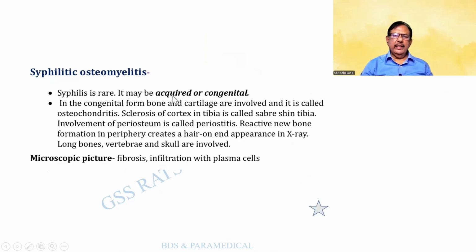Syphilitic osteomyelitis, it can be acquired or congenital. Two things alone you people can remember. One will be infiltration with plasma cells and two will be obliterative endarteritis. There is a saber tibia that can happen in congenital syphilis.